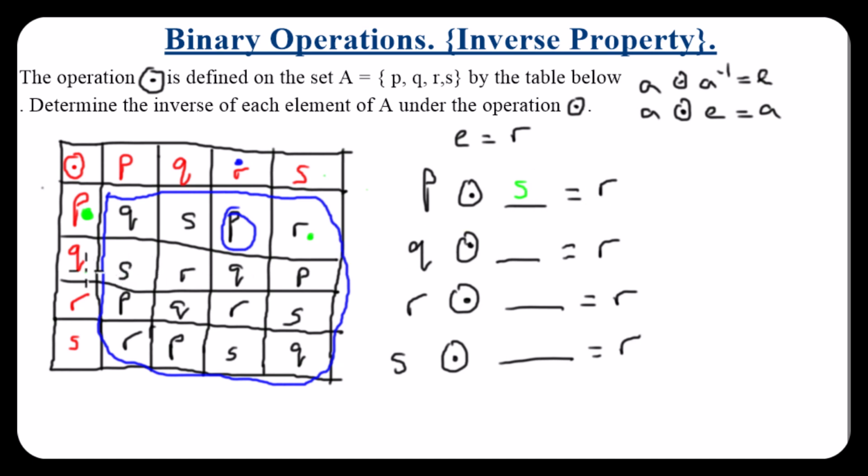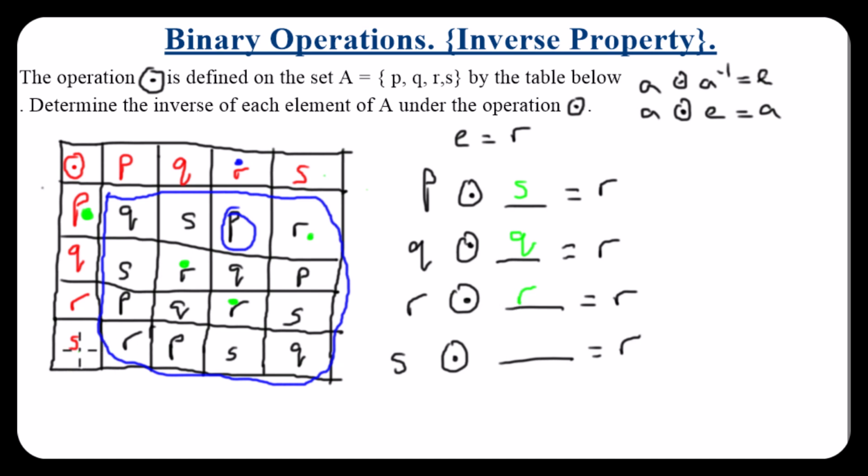How about for Q? Where am I seeing R? I'm seeing R here. What am I combining with Q? Q dot Q is getting us R. So my inverse property for Q is Q. Now for R, what am I combining with R to get R? This is R here, so definitely R and R. By the time you combine R and R together, I'm getting R. So it must mean my inverse is R.